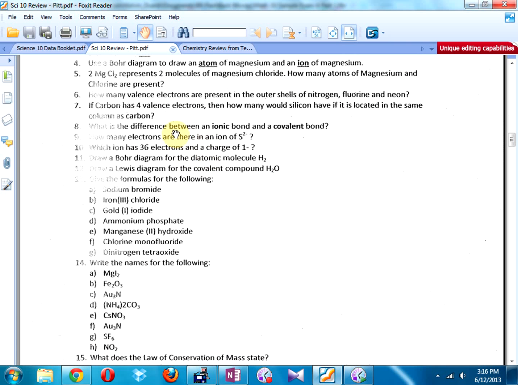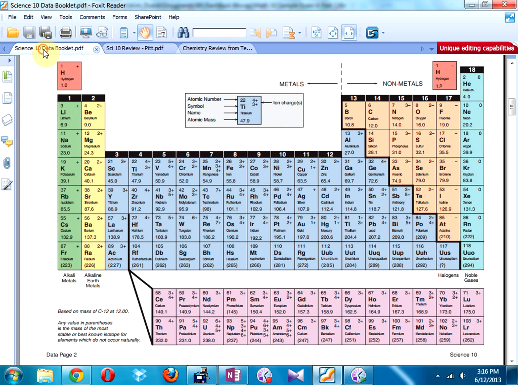How many electrons are there in an ion of S2 negative? So where's S? Right there. Normally, how many electrons are there? 16. But it's an ion. It's 2 negative. That means it's gained 2 electrons to end up over here. You know how many electrons it has? 18. How many protons? Still 16. That's what makes sulfur sulfur. How many neutrons? 32 minus 16. Also 16.